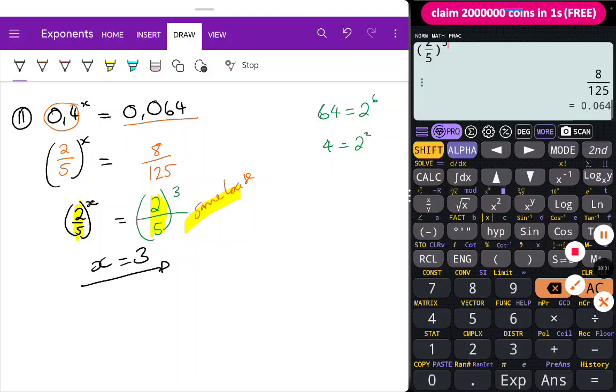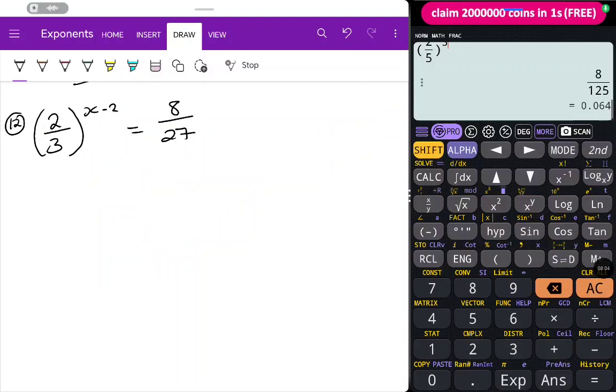Last question. We have 2 over 3 in brackets to the exponent x minus 2, and on the right-hand side, we have a fraction, 8 over 27. So you can see a connection: 2 to 8, 3 to 27, right? If you can't see it, you can just do it on the calculator. So I enter the fraction 2 over 3, and I'm keeping that in brackets.